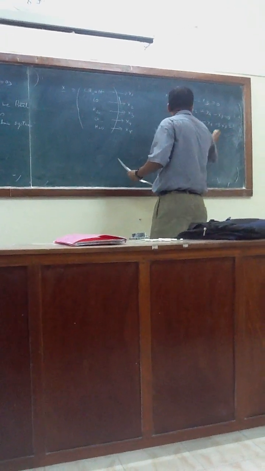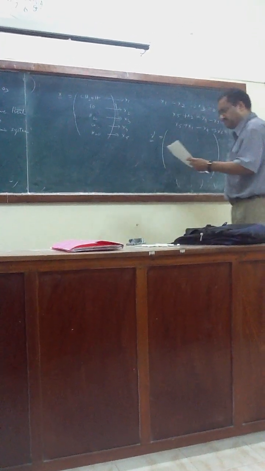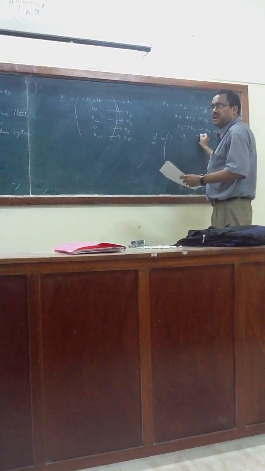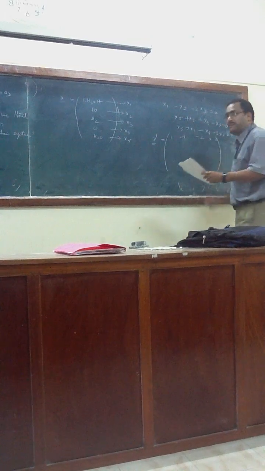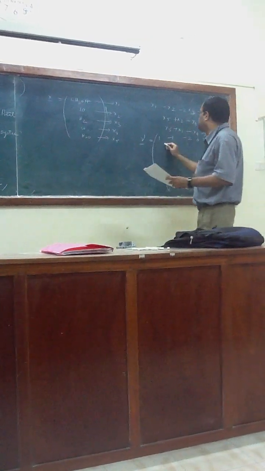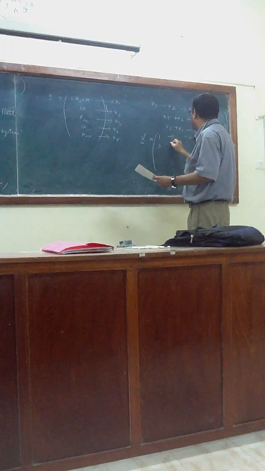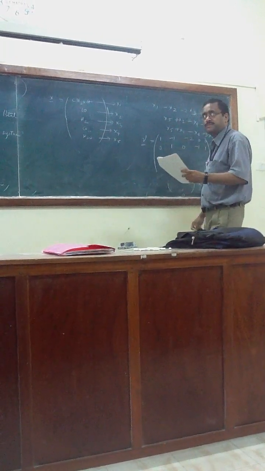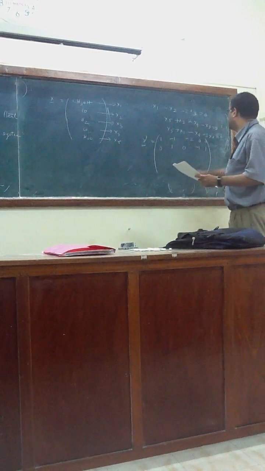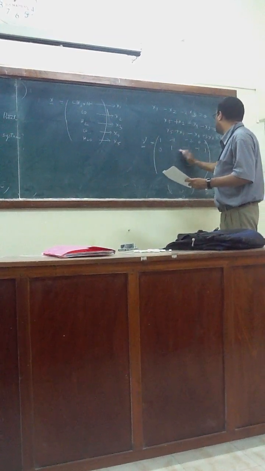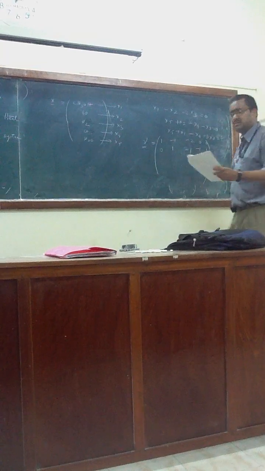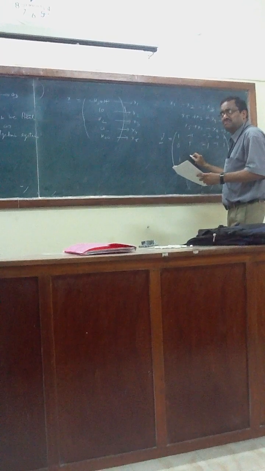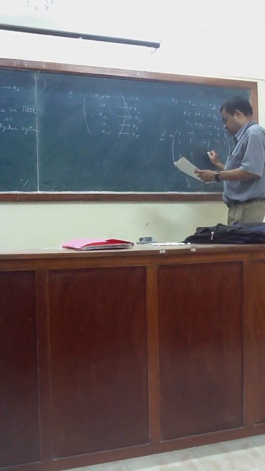Stoichiometric matrix. What is that? 1, minus 1, minus 2, 0, 0. Am I correct? Next is 0, 1, 0, minus 1, 1. Then 0, 1, minus 1, minus 1, minus 1, and then 1, 1, minus 3.